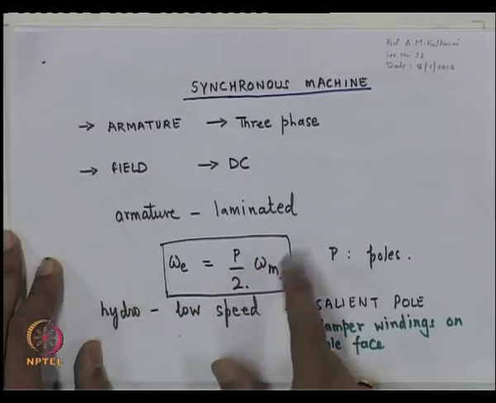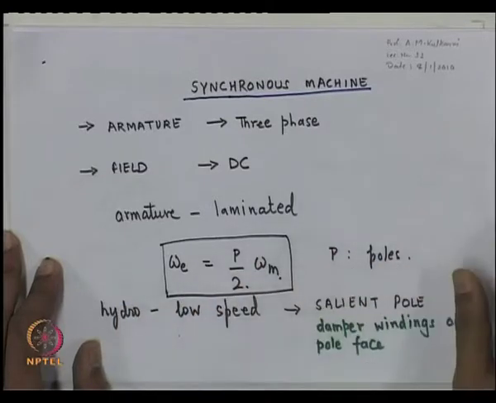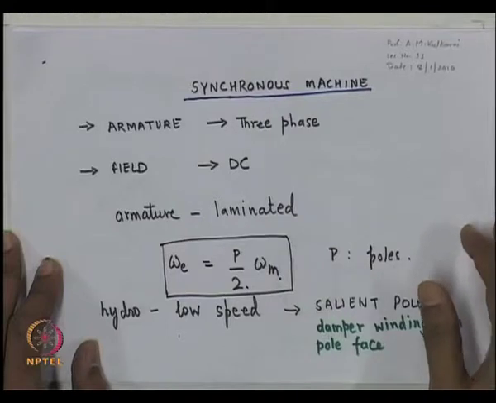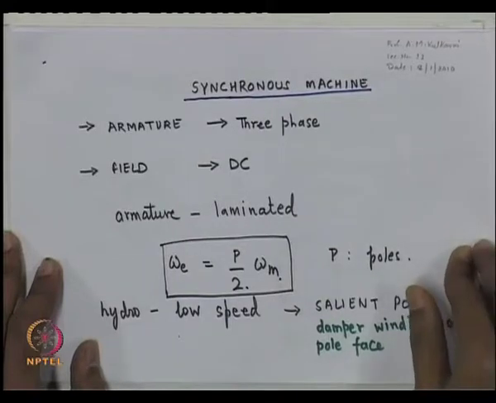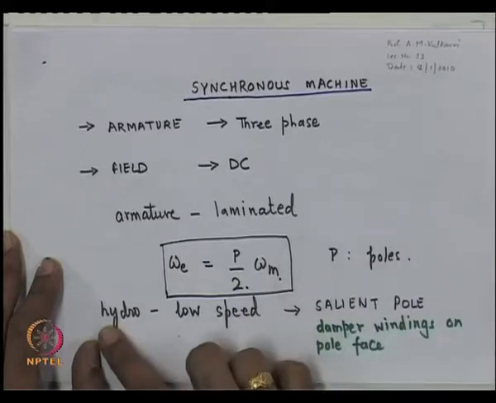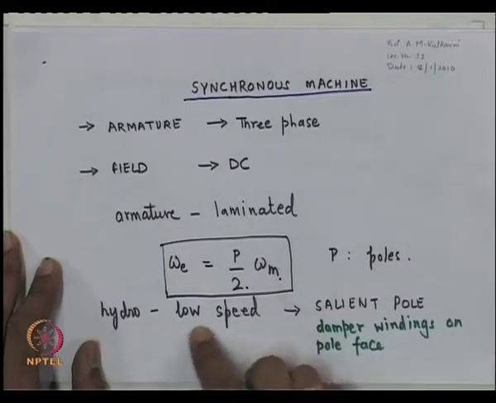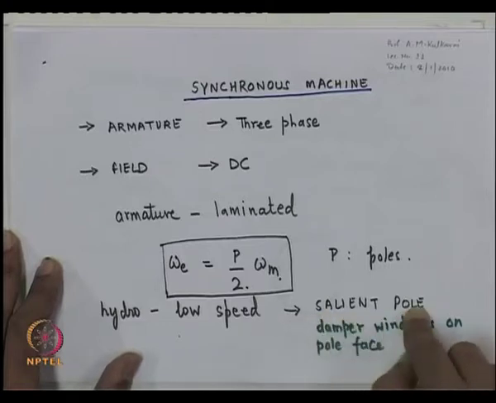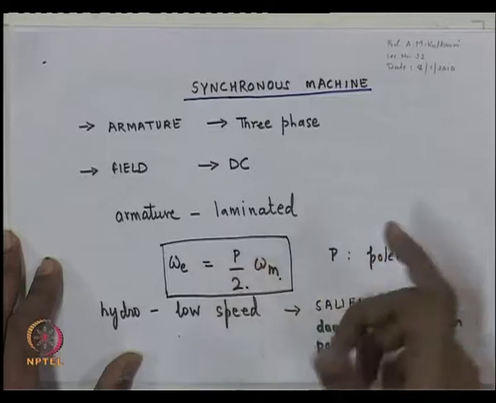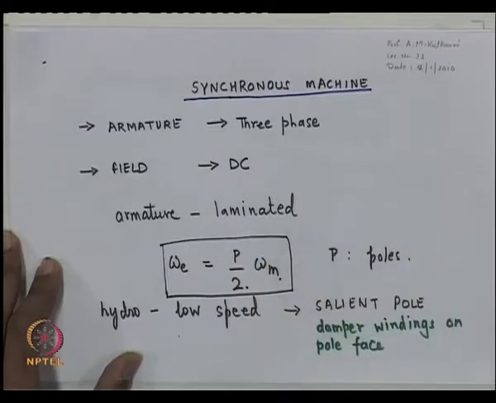Normally, steam turbine driven machines are high speed generators. In our 50 hertz system, they run at 3000 RPM and are two pole machines. On the other hand, hydro machines are low speed and have salient pole construction, which basically have many pole pairs. In a steam turbine driven machine, you have one pole pair. In salient pole machines, you can have many pole pairs.